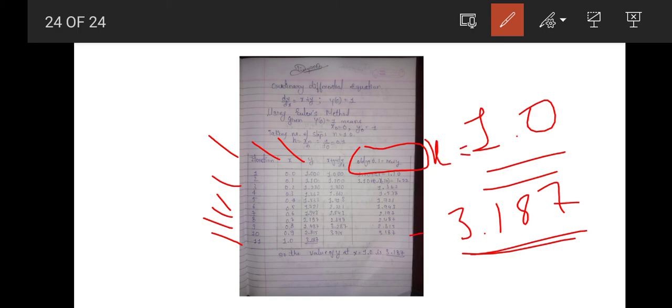So in iteration 1, our initial x is 0.0 and y is 1. We calculate dy by dx as x plus y, and use this to calculate our new y. This iteration keeps working until the value we have to find, which is 1.0. So at the 11th iteration, the value of x is 1.0, and y is 3.8187. This is our x and this is our y. So this is the example for Euler's method.